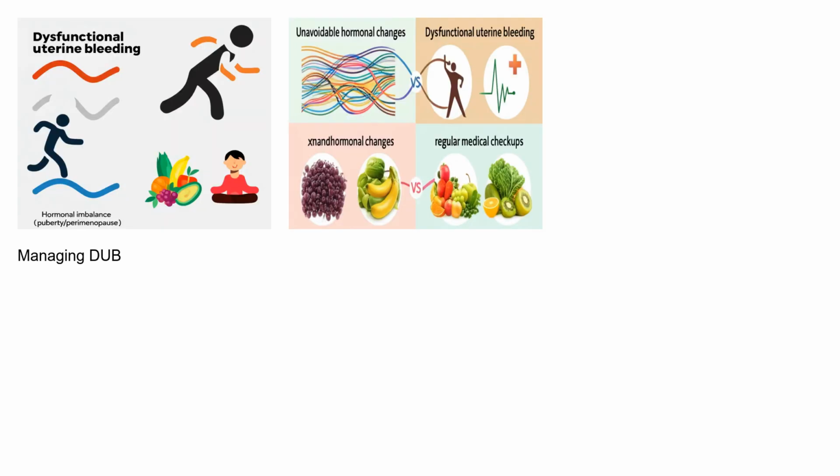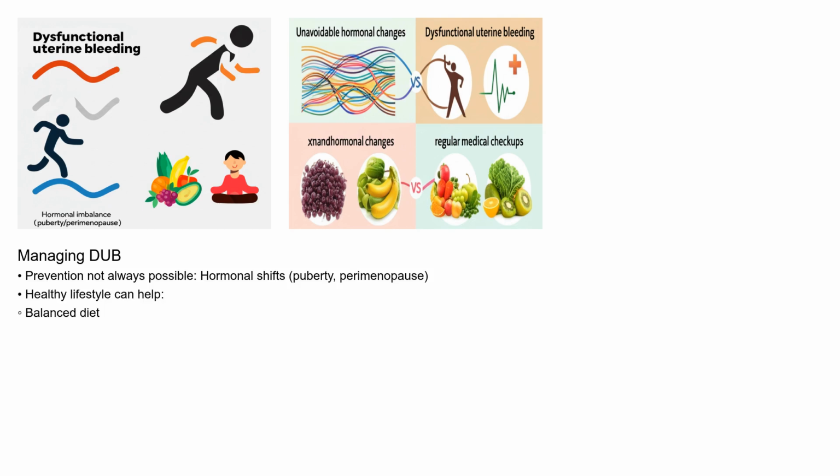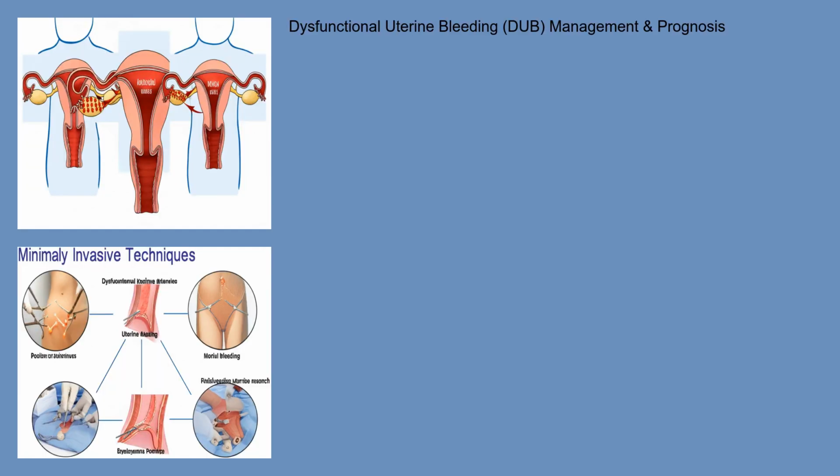Preventing DUB is not always possible, especially when hormonal imbalances are a natural part of life stages like puberty or perimenopause. However, maintaining a healthy lifestyle, including a balanced diet, regular exercise, and stress management, can contribute to hormonal balance. Regular check-ups with your doctor help detect and address any hormonal issues early on. The prognosis for DUB is generally good with appropriate management. In many cases, hormonal therapy can effectively control bleeding and regulate the menstrual cycle.